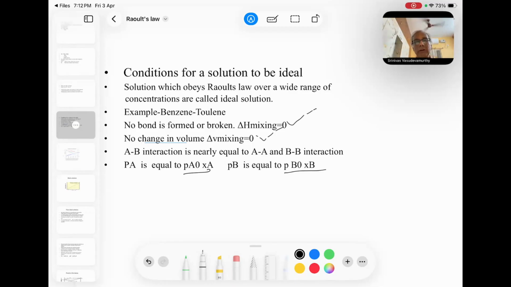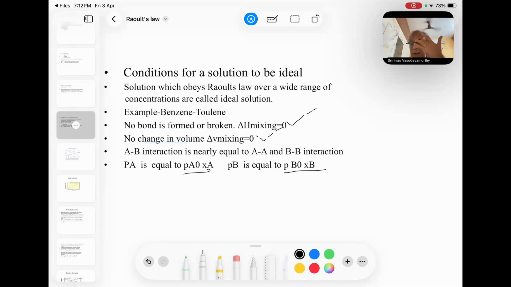So what does an ideal solution mean? A solution which obeys Raoult's law. If you write just Raoult's law, it's not sufficient. You should mention it as over a wide range of concentration. Example, benzene, toluene. No hydrogen bond is formed or broken, so no enthalpy change, delta H mixing equals 0. No volume change, delta V mixing equals 0. PA equals P naught A into the mole fraction of A. PB equals P naught B into the mole fraction of B. AB interaction is nearly equal to AA and BB interaction.